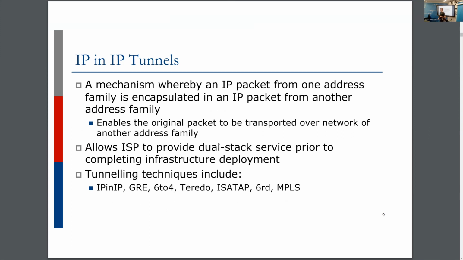So how can we get around some of this? We also have these things called IP in IP tunnels. So we will tunnel one address family inside another. So we can transport, say, v4 traffic over a v6 tunnel, or v6 traffic over a v4 tunnel. So we can use that to provide dual stack until all of my infrastructure is up to date and working.